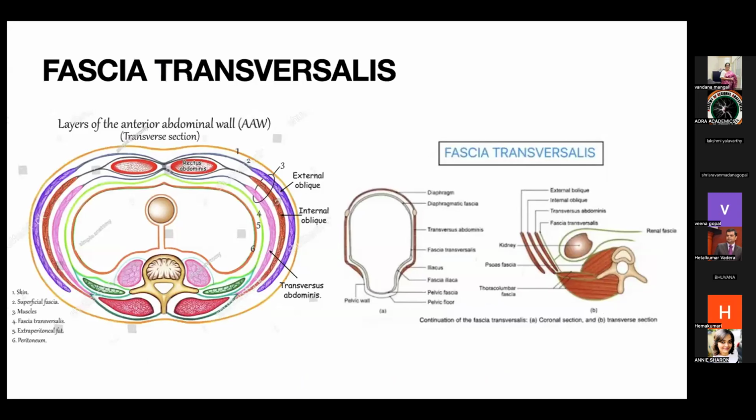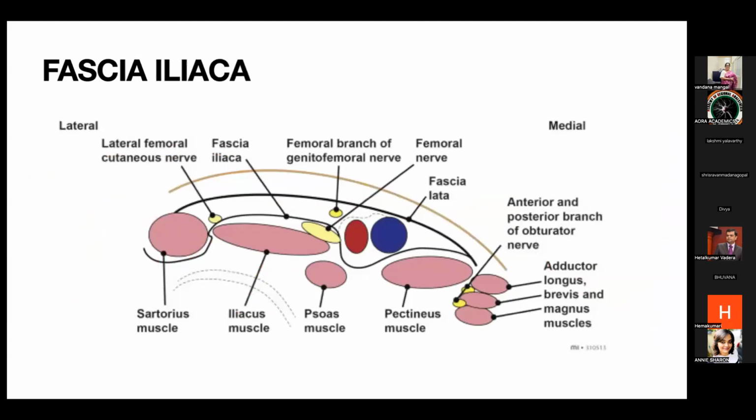Then we have the fascia transversalis. The fascia transversalis is located deep to the transversus abdominis muscle. It continues above with the diaphragmatic fascia, and as it comes down it continues with the fascia iliaca and then the pelvic fascia. Then you have the fascia iliaca, which is the fascia overlying the iliacus muscle and the psoas muscle, and then the fascia lata, which is the fascia covering the entire thigh region. It is also similar to the endothoracic fascia, a barrel-shaped fascia.